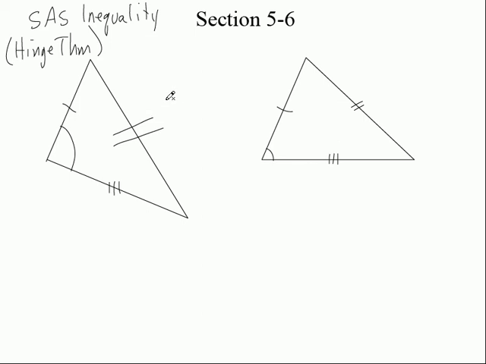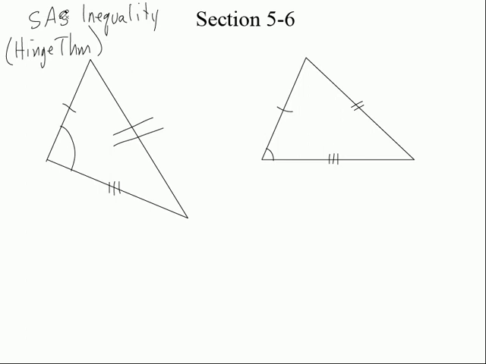It's kind of like what we did before, isn't it? Because you're talking about a bigger side opposite a bigger angle, a smaller side opposite a smaller angle. But it's not just in one triangle this time. We're comparing two different triangles to each other. Are these triangles congruent? No, absolutely not. They're not congruent at all.